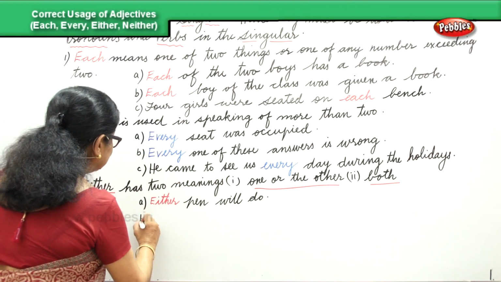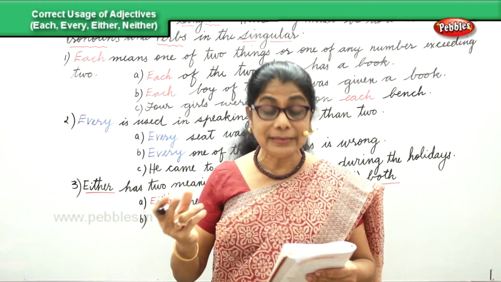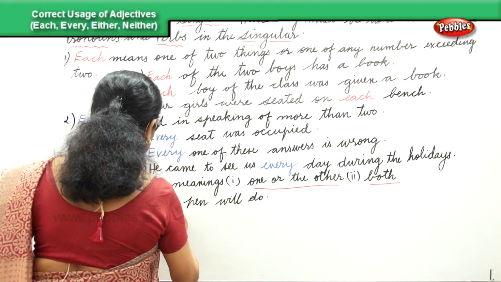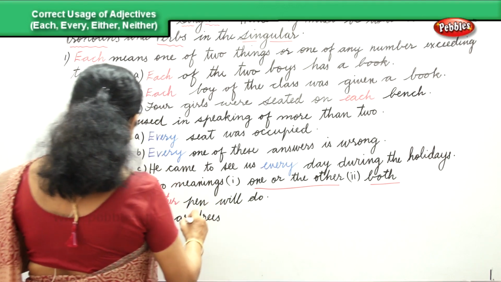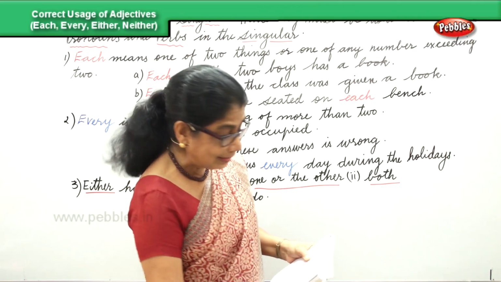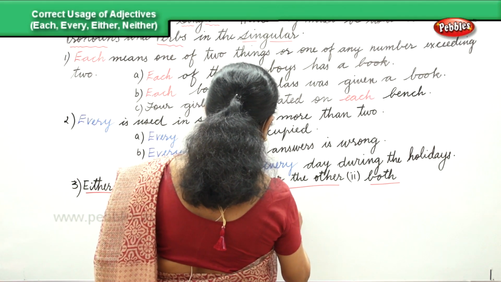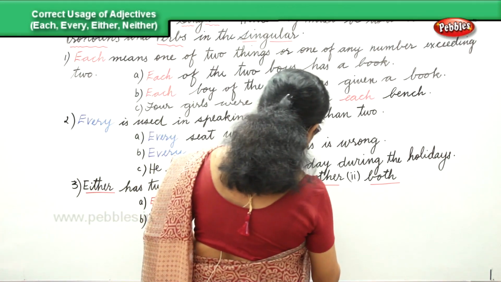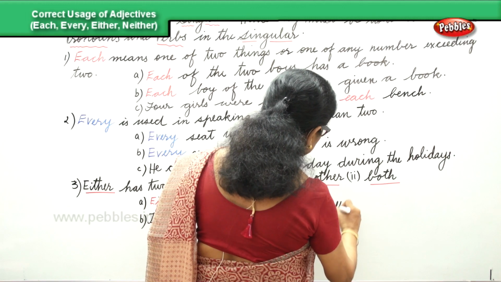And the second sentence I have here is there are trees on either side of the road. There are trees on either side. Either. There are trees on either side of the road. Side of the road.